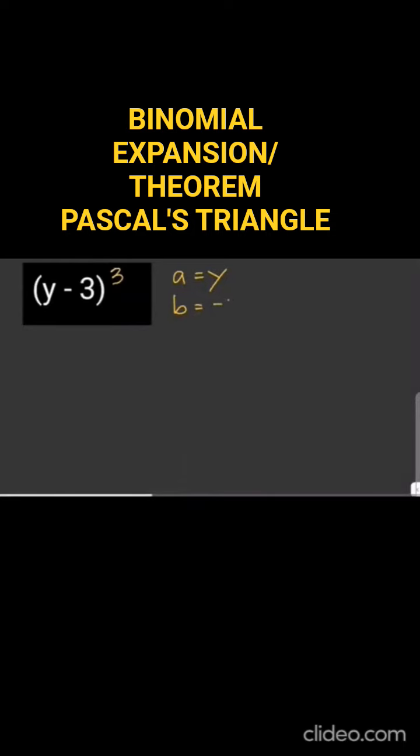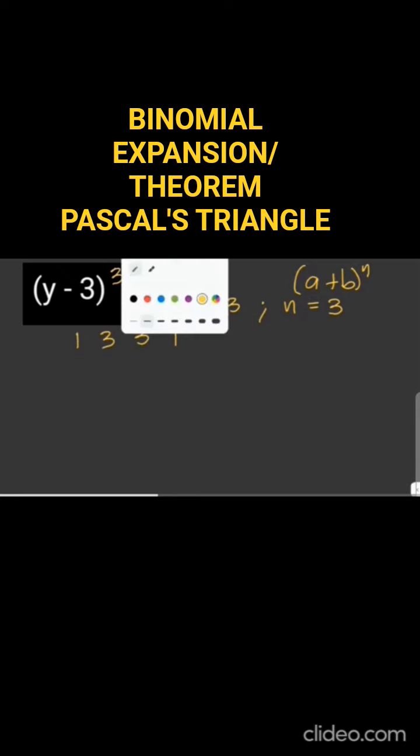is equal to negative 3, because our binomial expression is (a + b) to the n, and n here, the exponent, is equal to 3. Again, since this is raised to the power of 3, that means from Pascal's triangle, our coefficients would be 1, 3, 3, 1. Alright, so let's try expanding this.